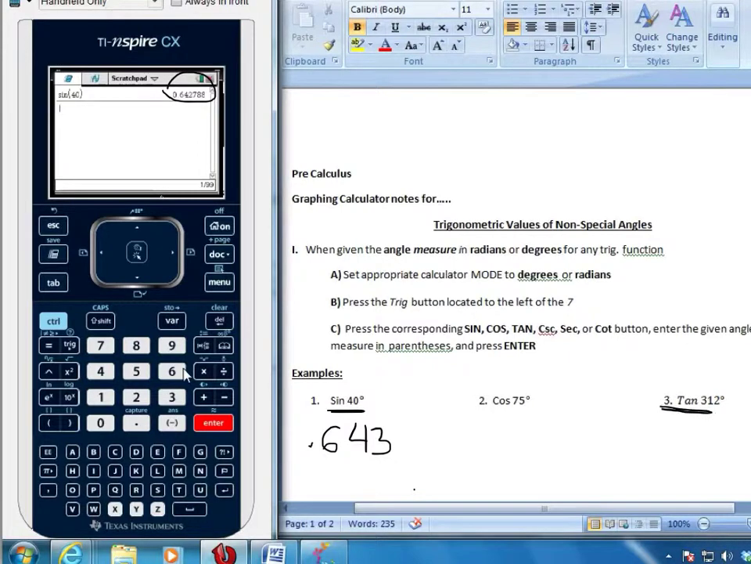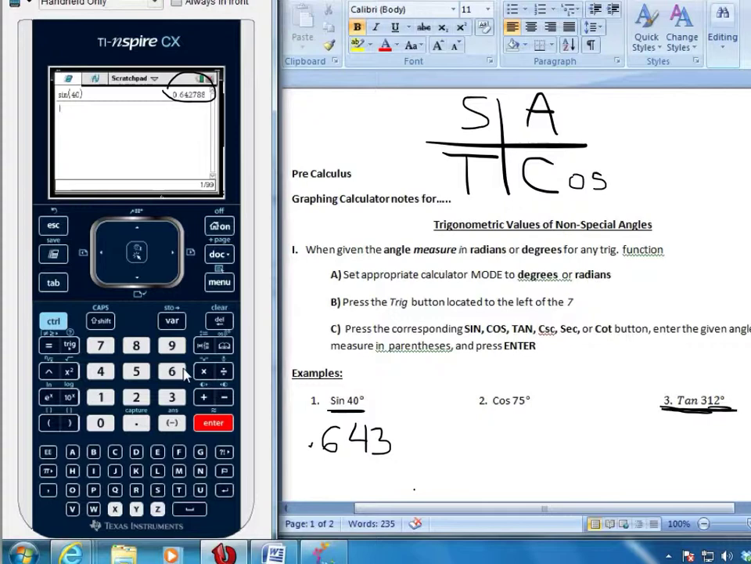I'm going to do this one, 312 degrees. Before I even do it, let's put some meaning behind it. Remember when we did the all students take calculus? This is in the fourth quadrant. So in the fourth quadrant, only cosine and secant are positive. So this should give me a negative answer when I put in tangent of 312. Let's see, it should give me a negative.